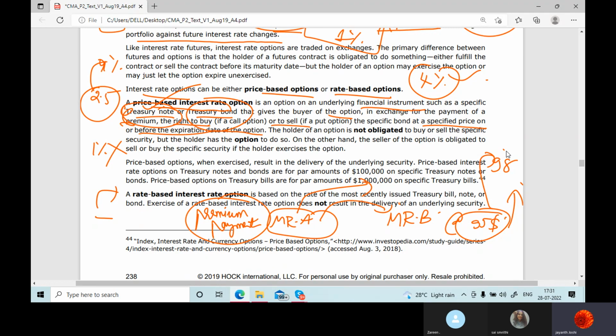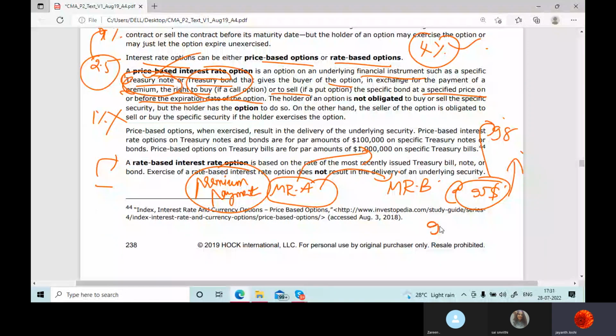Yes, sir. So this was a call option. Now suppose Mr. A takes an option from Mr. B, as per which he fixes the price of the bond at 95, that he wants to sell at 95 only. If the bond price goes to 90, then still he will be selling at 95. He will be buying at 90 and selling at 95. So that is nothing but a put option for this bond.